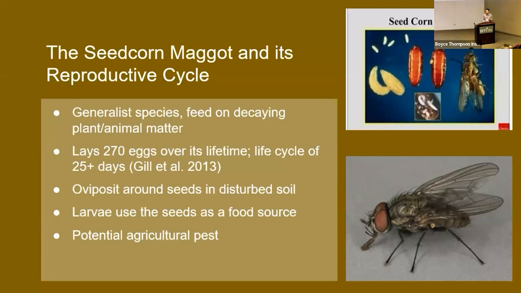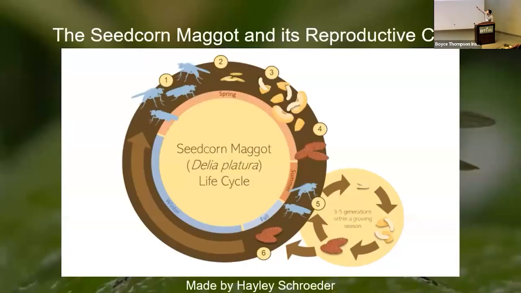And the larvae eventually hatch out of the eggs and use the nearby seeds as a food source. And so for that reason, it's a potential agricultural pest. As they feed on seeds, it causes damage to the crops that they would grow into.